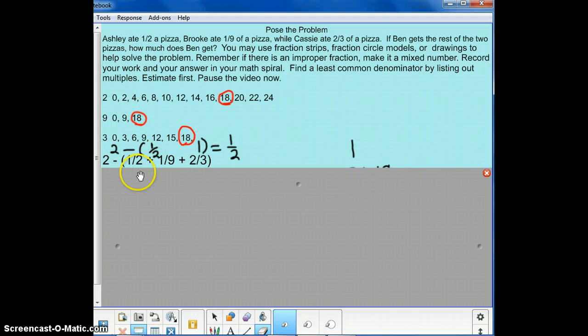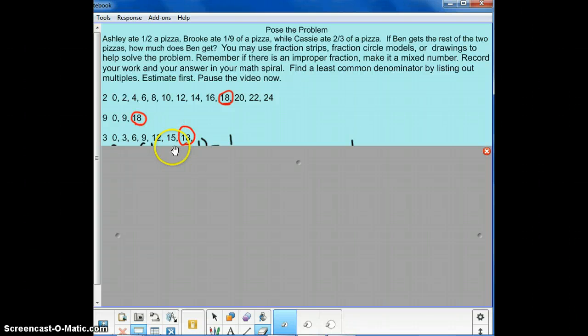Okay, the first thing I did was estimate. I estimate what's in parentheses because that's what you do first. So 1/2 rounds to 1/2. 1/9 is close to 0/9, so it's 0. Plus 2/3 is about 3/3, so that's 1. So this is 1/2. Now I go back to the front and do from left to right. 2 minus 1/2 is equal to 1/2. So my estimate is 1/2.